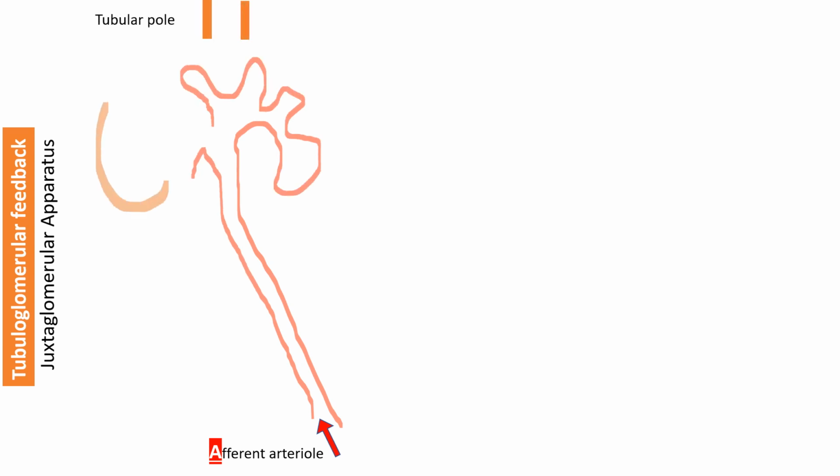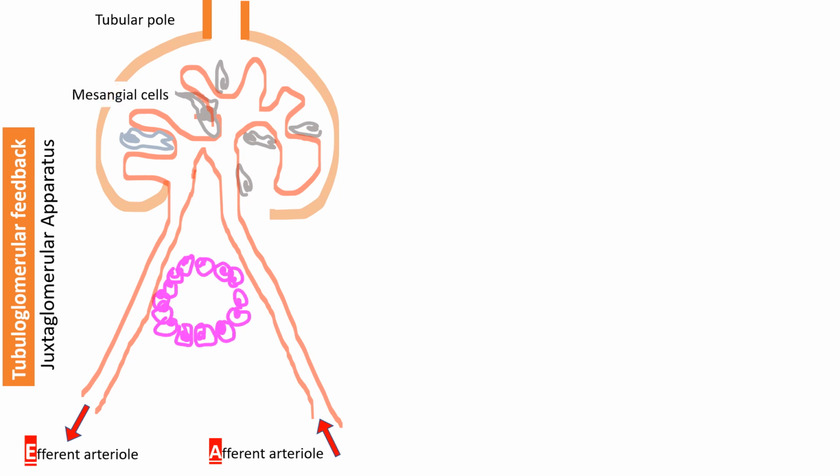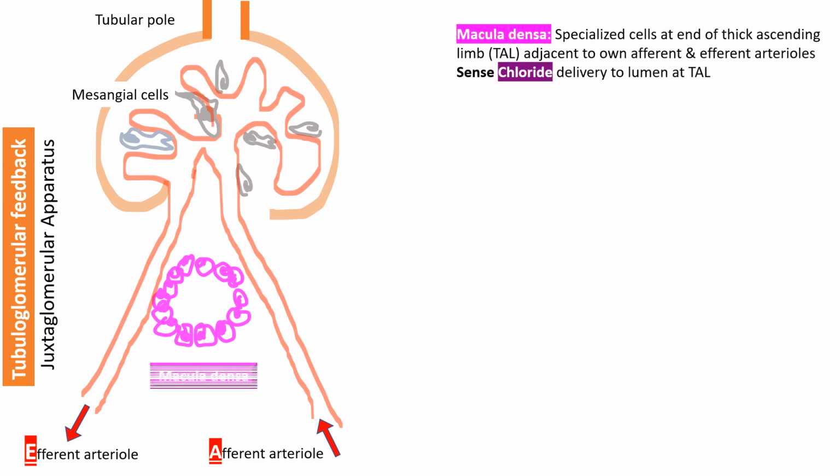We start with blood from the afferent arteriole flowing into the glomerulus, where plasma is filtered into Bowman capsule. The remaining blood leaves via efferent arteriole. Here we have interposed mesangial cells within the glomerulus. Filtered chloride drains down the distal end of the thick ascending limb. Here there are specialized cells called macula densa. These cells can sense the presence of chloride delivered to the segment.